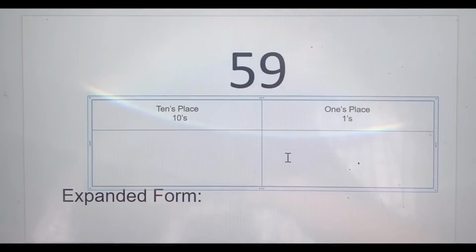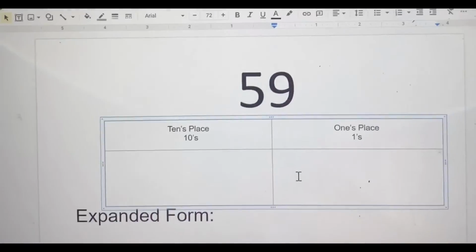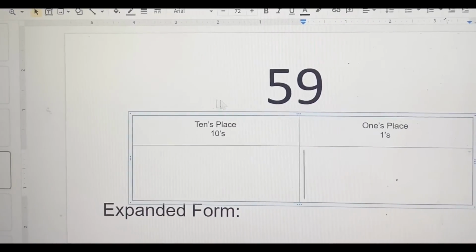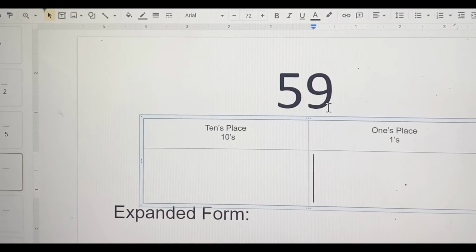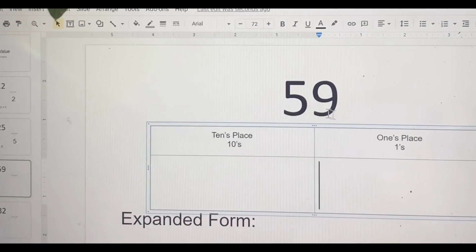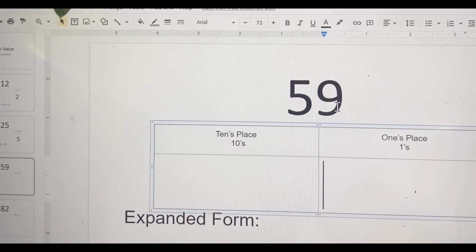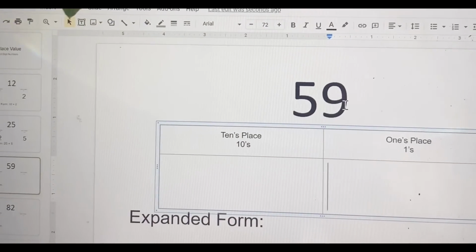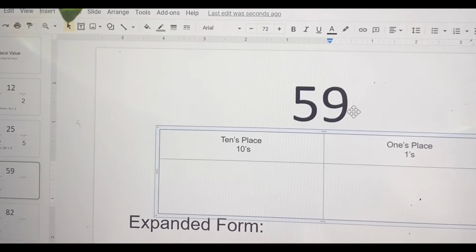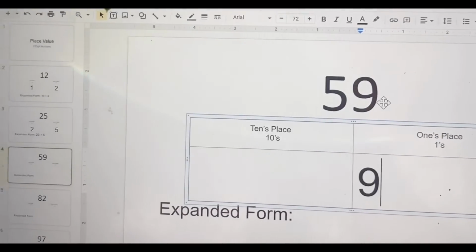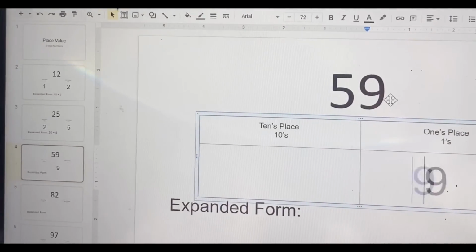All right, example number 3. We have the number 59. So looking at the digit all the way to the right, always start with the digit all the way to the right. So the digit all the way to the right in the number 59 is 9. So there are 9 ones in the number 59. 9 is the number in the ones place.